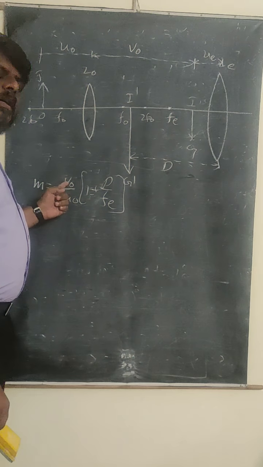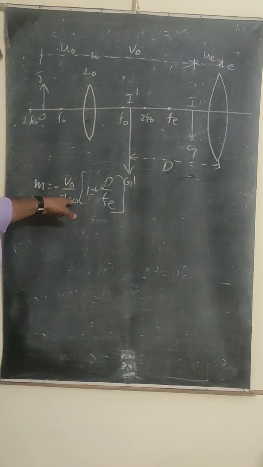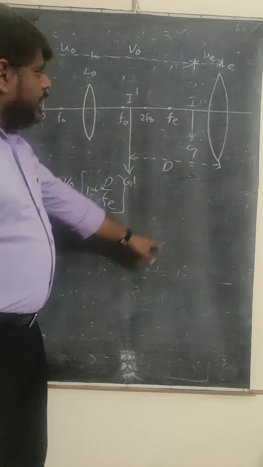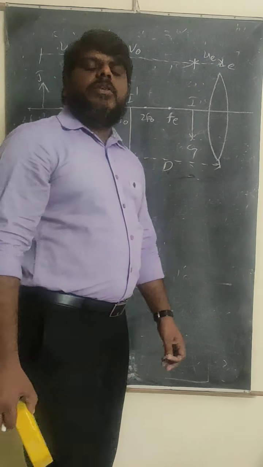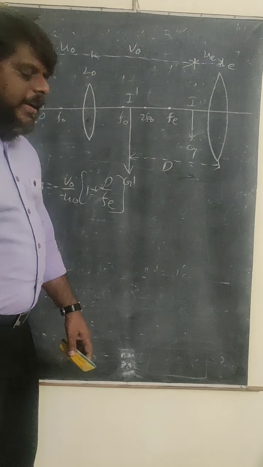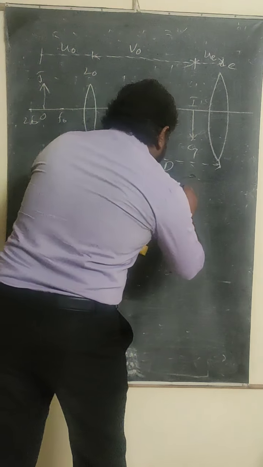V0 represents the image distance produced by the objective. U0 is the object distance from the objective lens. Fe is the focal length of the eye lens. And D is the least distance of distinct vision, that value is constant. What will that value be? 25 centimeters.